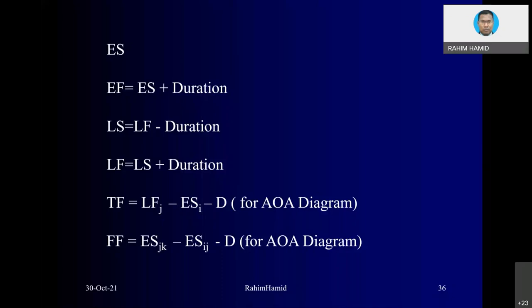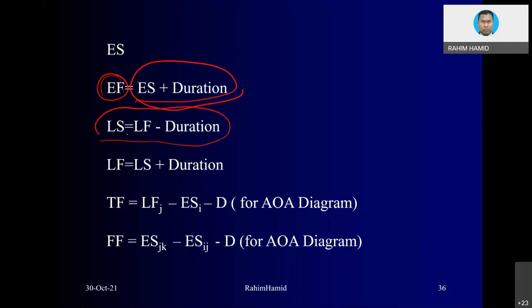So normally in the calculation, the formula is very simple. Early finish is equivalent to early start plus duration. When you add up early start plus duration, you will get early finish. So that's why I say early start and early finish are considered as one pair. Early start plus duration equals early finish. Whereas the other pair is basically the late start. Late start is basically late finish minus duration. You get this through what we call a forward pass calculation.